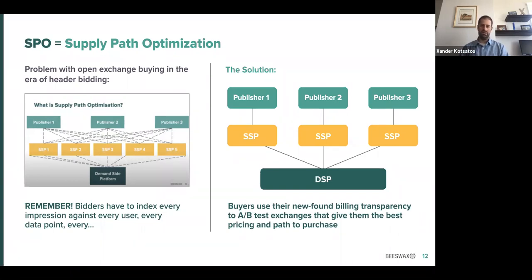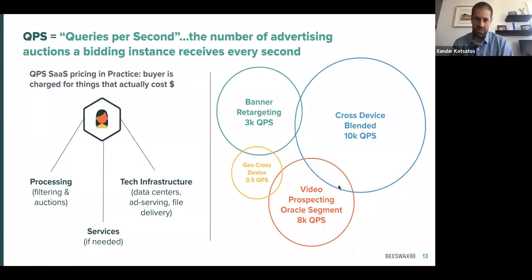And so, you know, it's the oldest trick in the book, but A/B testing with transparency can drive a lot of efficiency in terms of how things work. And it helps the DSP cut down on QPS. So I just said QPS, and you're probably wondering, well, what's that? Queries per second are essentially the way that we measure the amount of inbound auctions for a certain bidding instance.